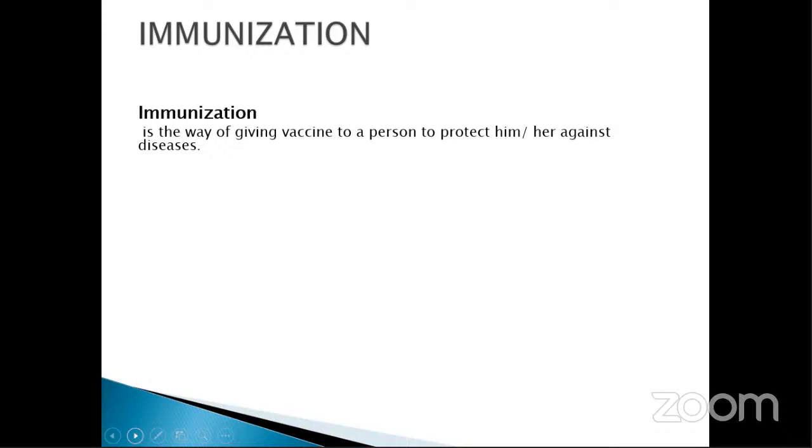Immunization is the way of giving vaccine to a person to protect him or her against diseases. Yeah, that is true. Immunization is the way of giving vaccine to a person to protect him or her against diseases.